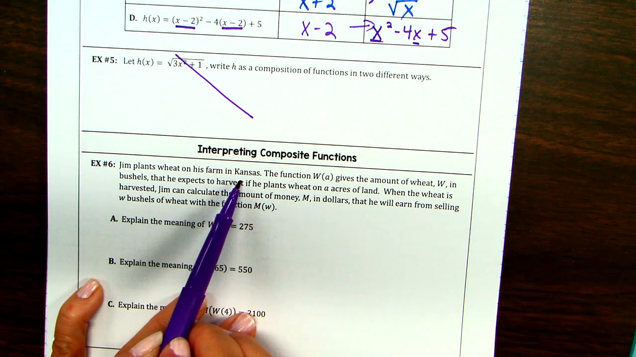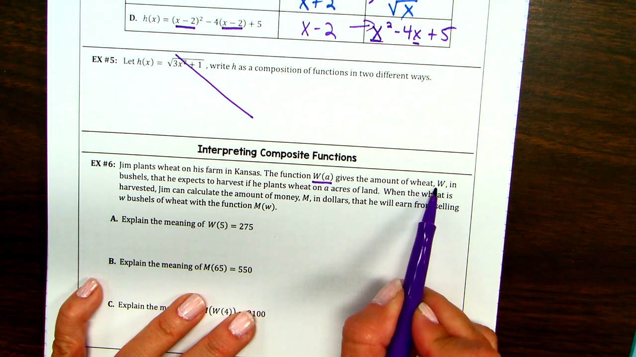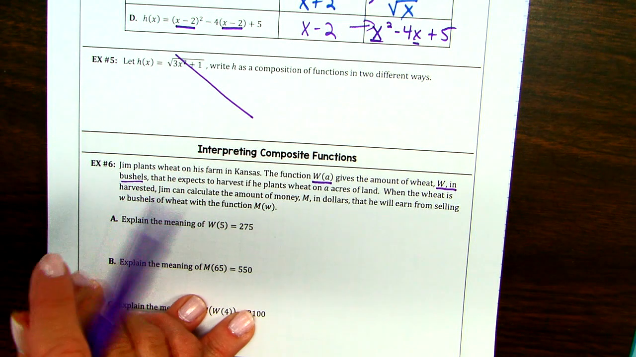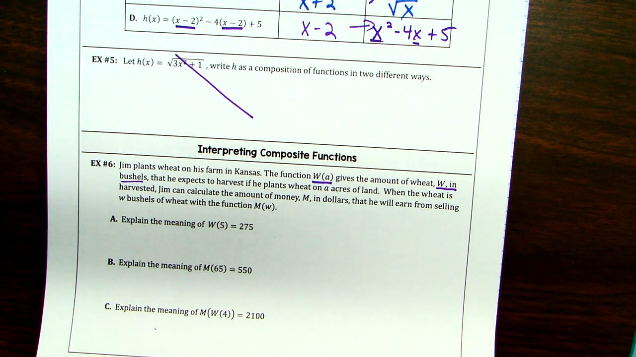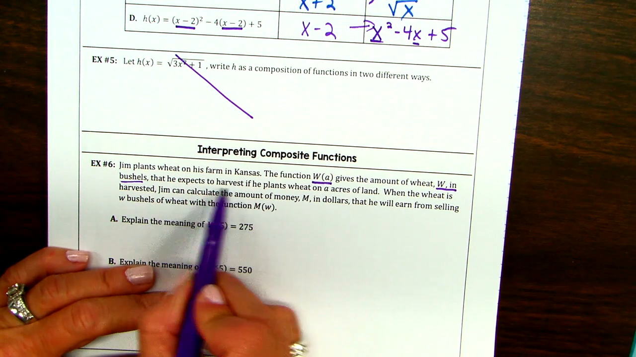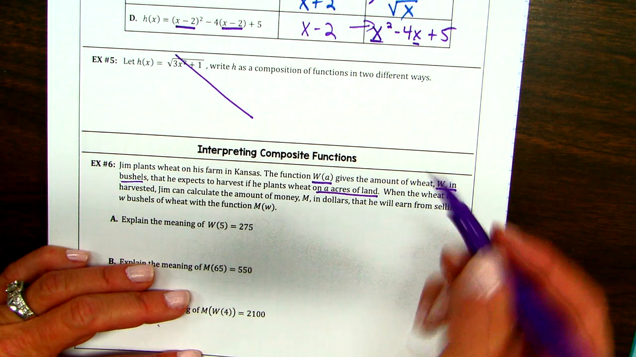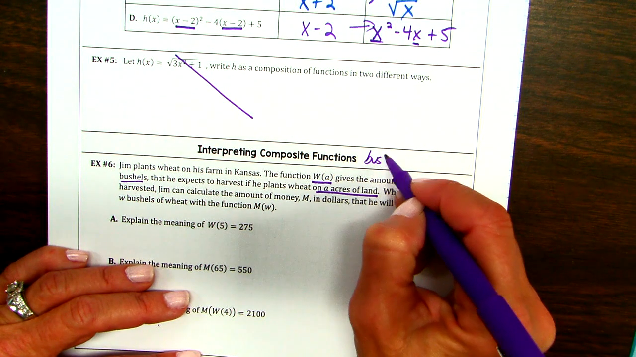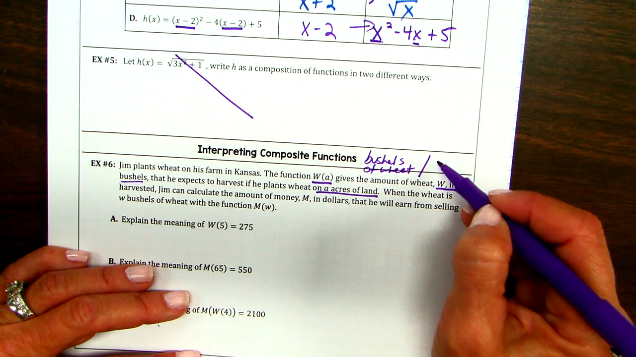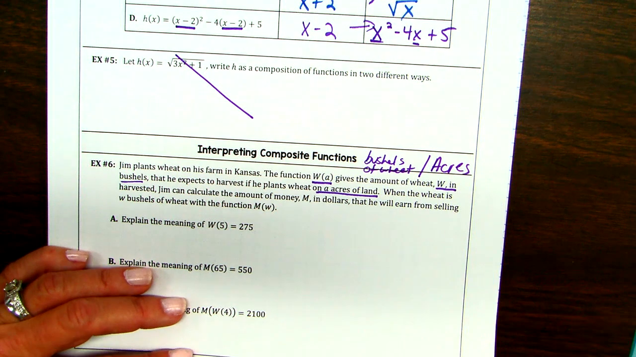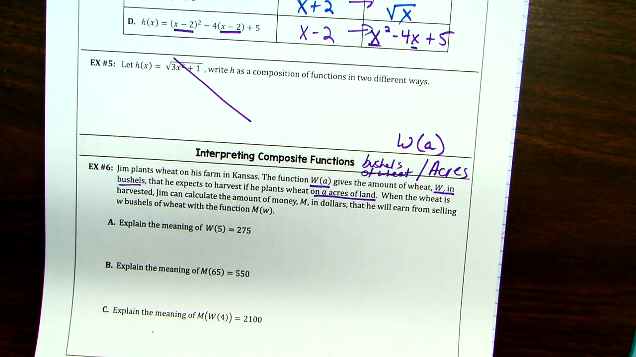Jim plants wheat on his farm in Kansas, okay? The function W of A is the amount of wheat in bushels. Bushels is like boxes of wheat, a measurement of wheat, that he expects to harvest if he plants wheat on A acres of land. So W is bushels of wheat in accordance to the number of acres planted, right? So that's what W of A means. Well, you don't have to write that. I'm trying to sum it up for you, okay?